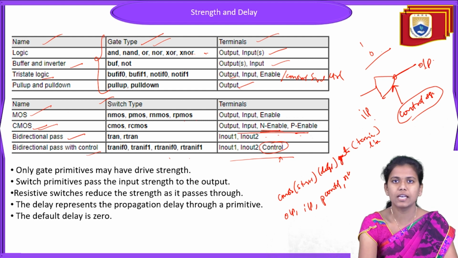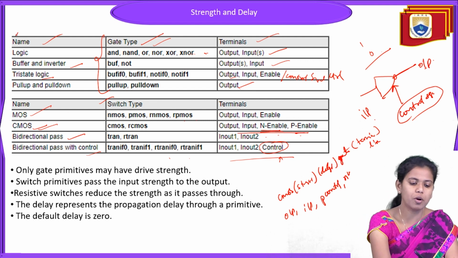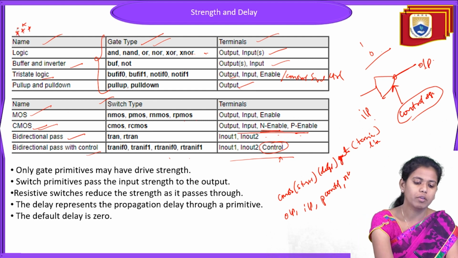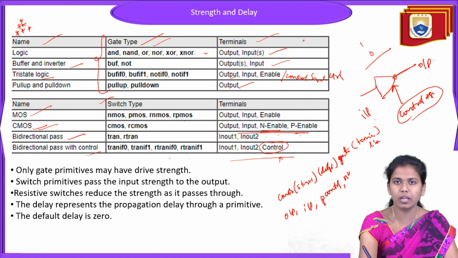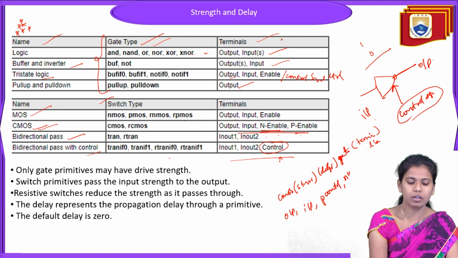Okay, so this is an important table to remember when you are asked to write a program based on a different switch or a gate, the instantiation of a gate and the switch with respect to the strengths and delays. Then the table will help you to remember and to write the instantiation program clearly.